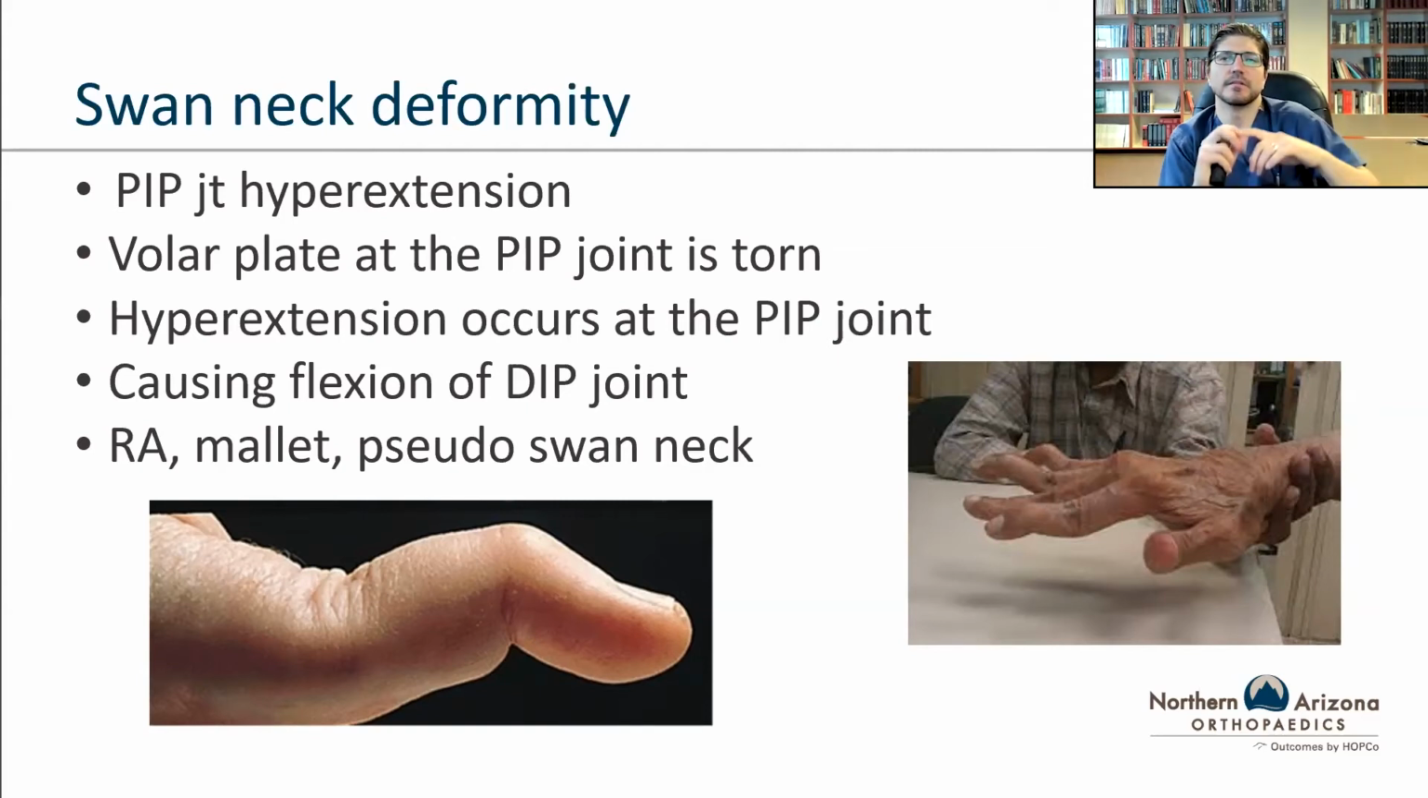So the hyperextension of this joint causes flexion of this joint. And these are commonly seen in patients with rheumatoid arthritis or patients with a mallet injury like we discussed before, which can result in this.